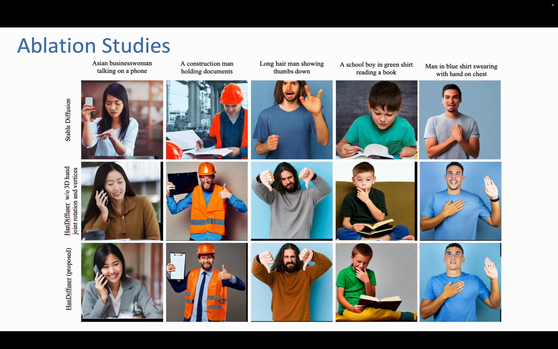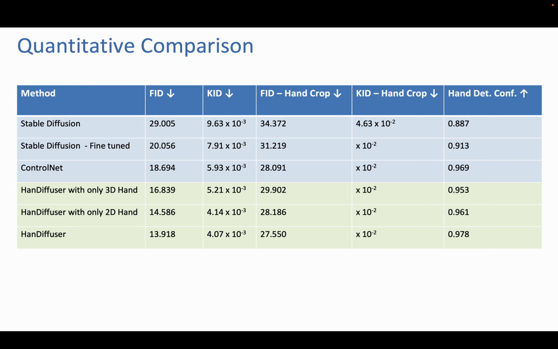We also conducted some ablation studies to study the effect of using 2D hand features and 3D hand features, and we found that using both 2D and 3D hand features helps to generate realistic hands. The 2D hand features helps in embedding the hand into image space, and the 3D features helps in capturing hand shapes and orientations. Quantitatively, we compare our methods with different variants by computing FID and KID on full images as well as the hand crops.